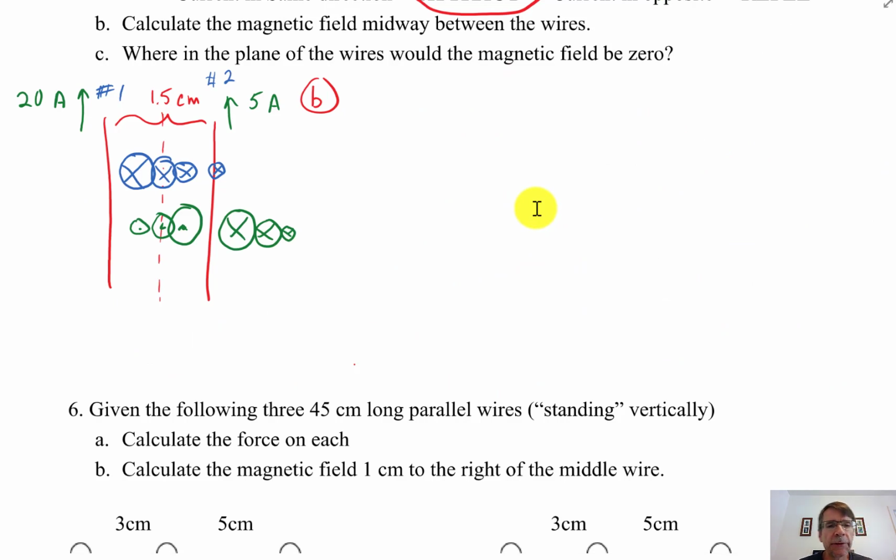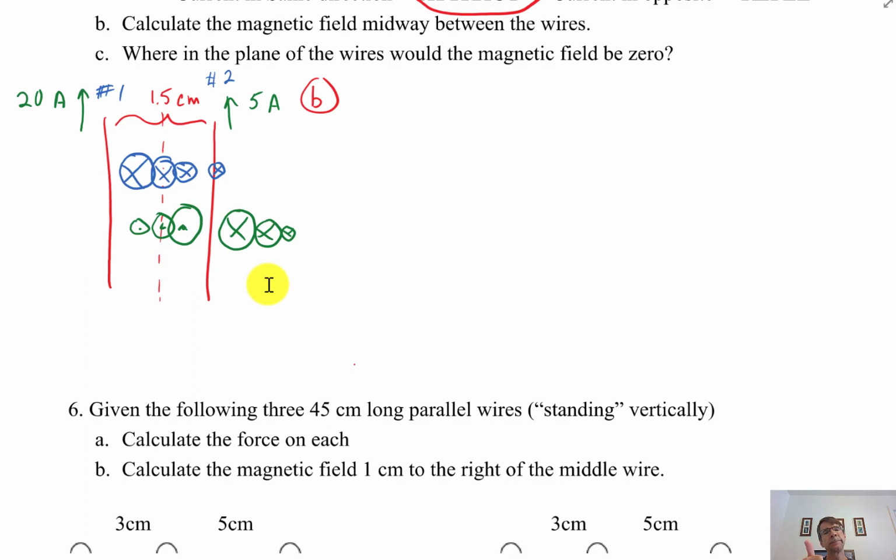So part B is definitely a vector problem. I mean, all of these are basically vector problems, but now we're looking at this location on this dashed red line, which is 0.75 centimeters from each wire. It's half of the 1.5 centimeters. And once again, the green here represents magnetic field, the tangents to the circular magnetic field that's going around wire A. That's using the right-hand rule number 2.